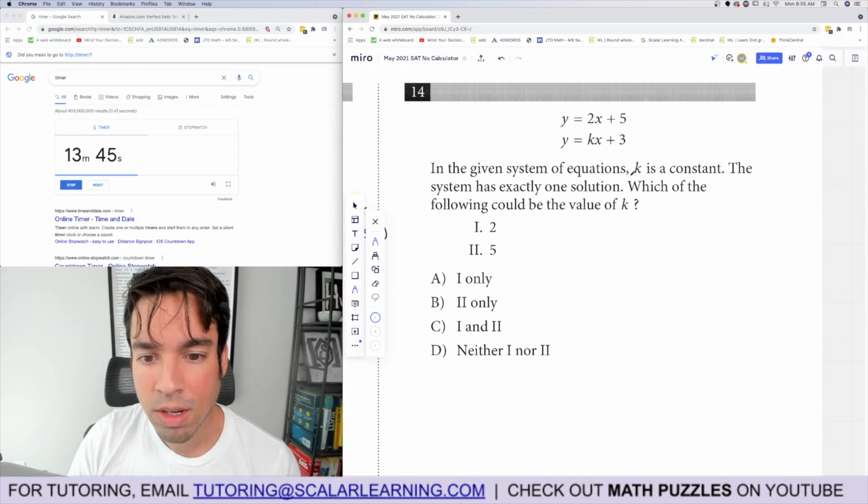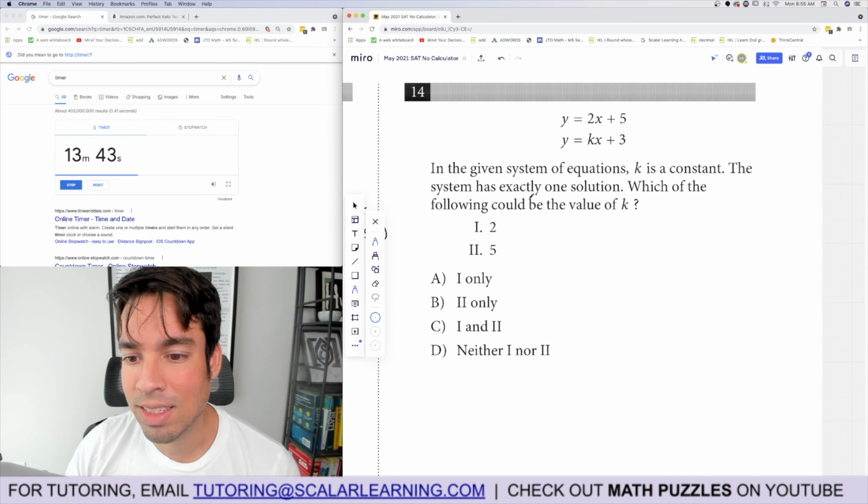Okay, next is 14. We're almost to the free response. In the given system of equations, k is a constant. The system has exactly one solution. Which of the following could be the value of k?